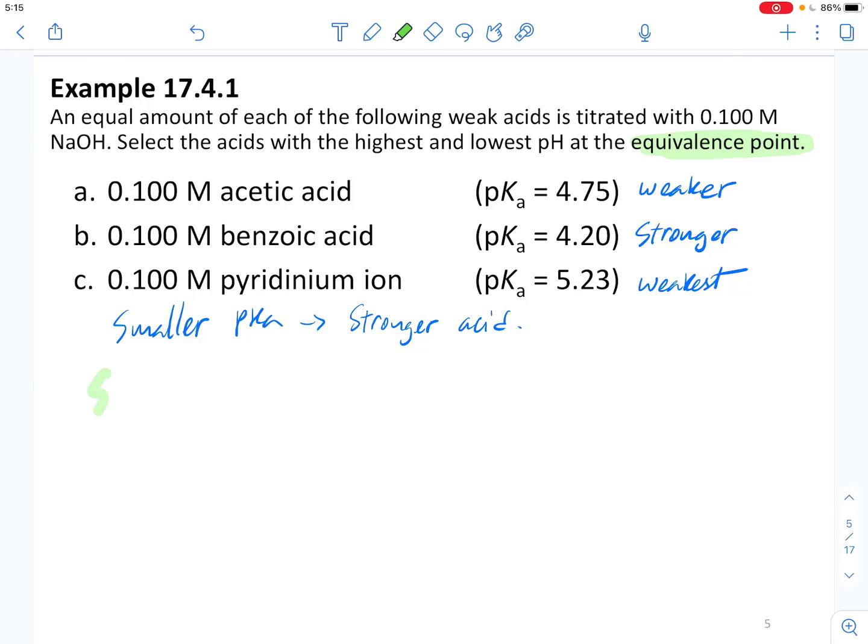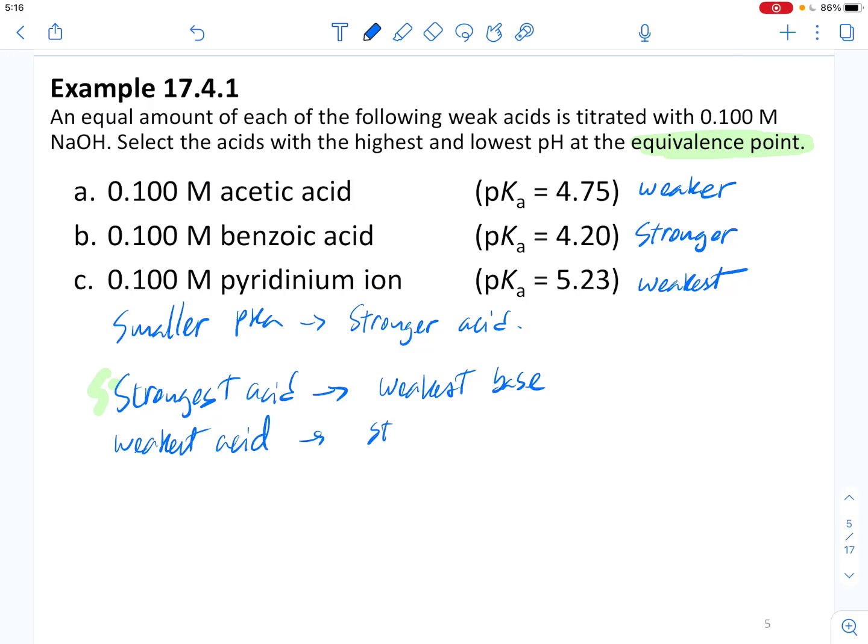In that regard, the strongest acid means you have the weakest base, and the weakest acid means you have the strongest base. Therefore, the weakest acid means this is the strongest base, and here the strongest acid is the weakest base.